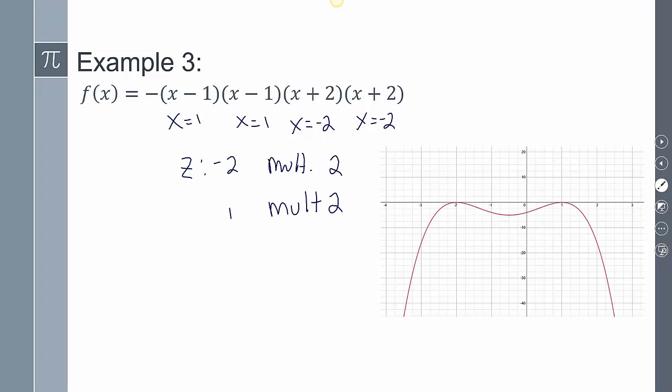Now if you also notice here, we said when the multiplicity is even, it's going to bounce. So it hits the 0 and goes back down the other direction. It's almost as if it bounces at the 0, like a ball would bounce at the floor and go back up. But in this case it's down, so it's going to go back down.